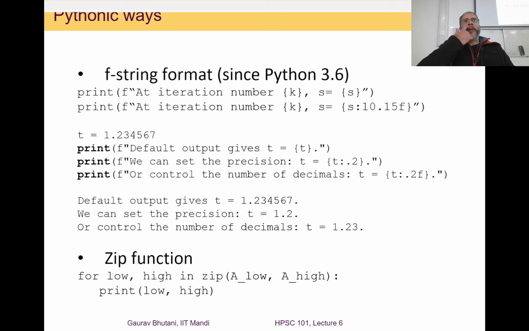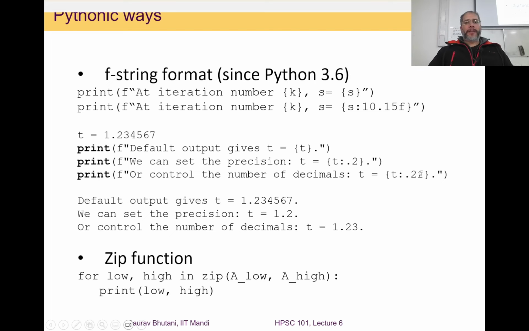F strings I have already talked about. These are a Pythonic way of doing things. They were introduced since Python 3.6. But let's explore it a bit further. If we have a number t equal to 1.234567, and I use an F string and put t in these curly braces, then it converts that to the actual number. So it prints the default value, the whole value. It will try to figure out whatever default is the best. But if you want to control the formatting, you can say t colon .2. That means that you want a precision of 2 digits. So in a number of this kind, if you want 2 digits of precision, it will be 1.2.